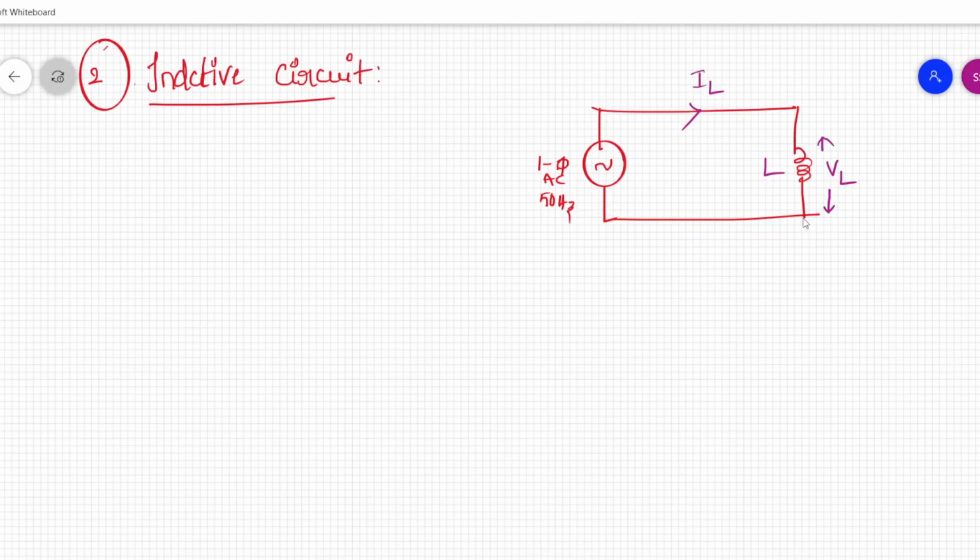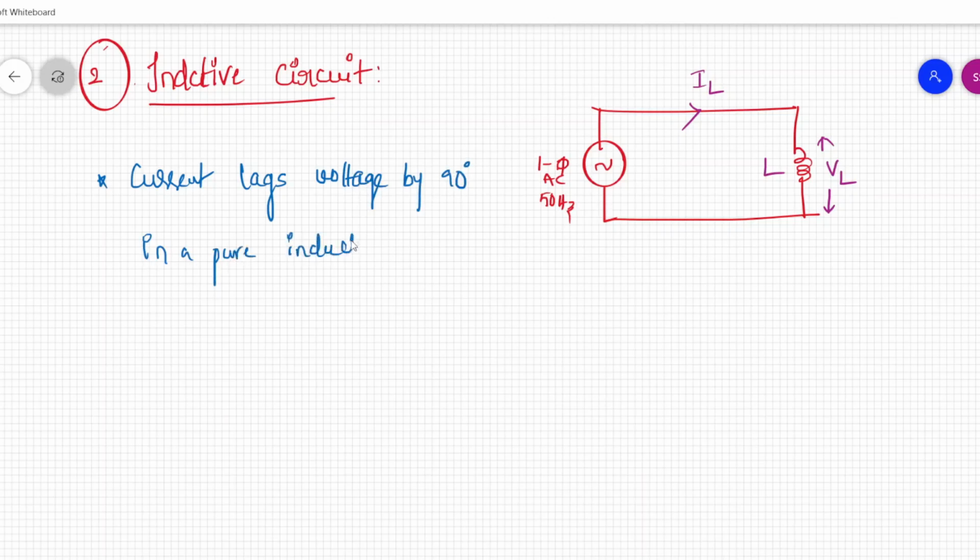Now we already know that the current lags voltage by 90 degrees in a pure inductor. We have derived an expression for that also. So here I am mentioning IL, the current through the inductor, equal to Im sine omega t. To represent lag, I am mentioning minus 90 degrees here, because current lags voltage. With respect to voltage, current will lag by 90 degrees. VL is the voltage across the inductor, and it is Vm sine omega t plus 0 degrees.